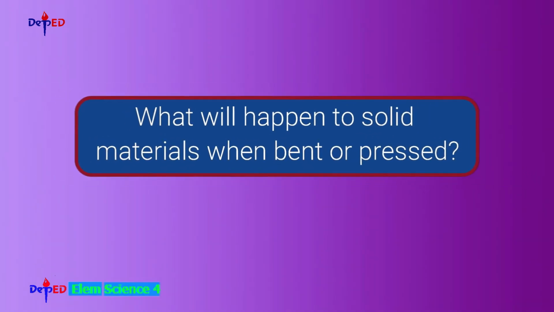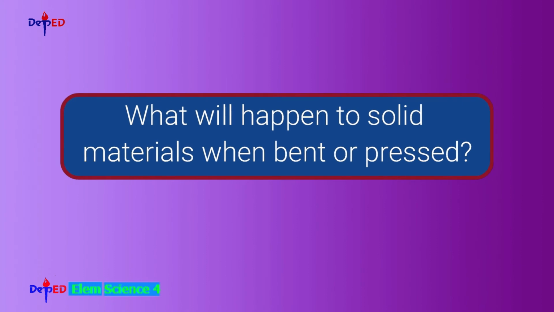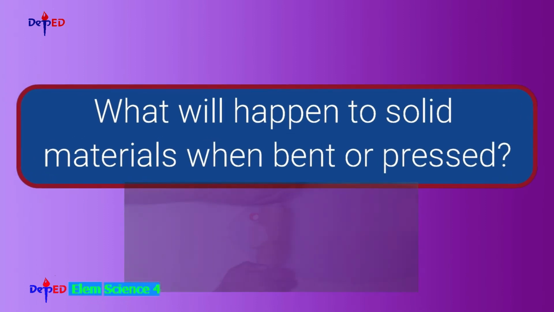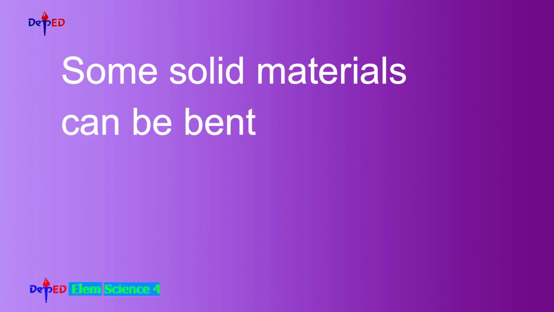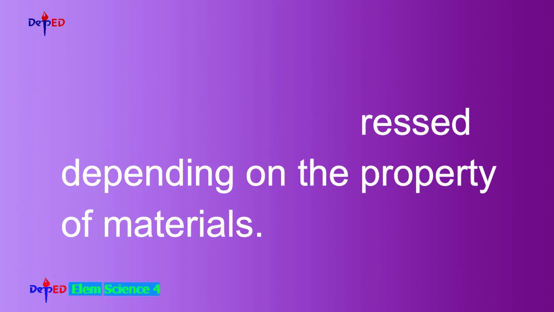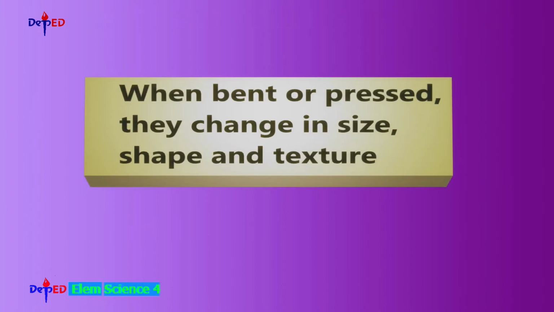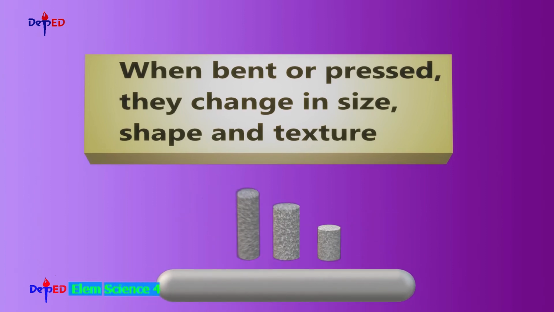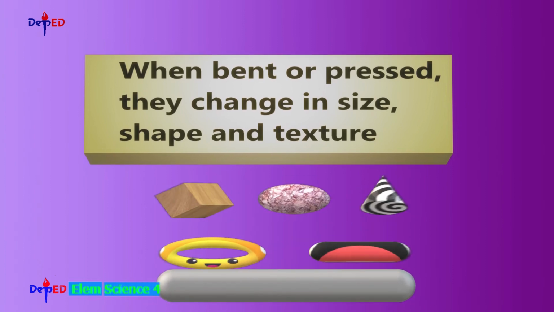To wrap up our lesson, answer these questions. What will happen to solid materials when bent or pressed? Some solid materials can be bent and pressed depending on the property of materials. When bent or pressed, they change in size, shape, or texture.